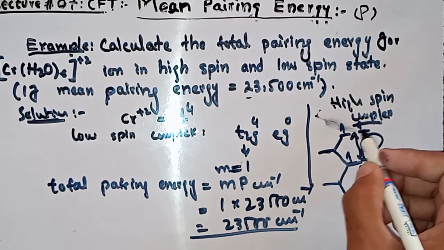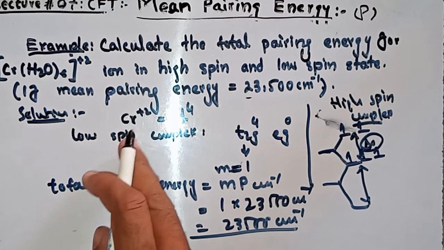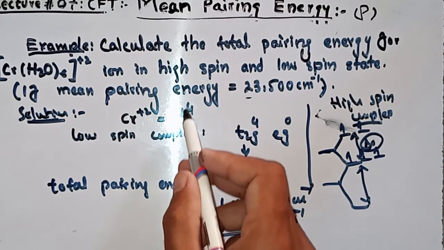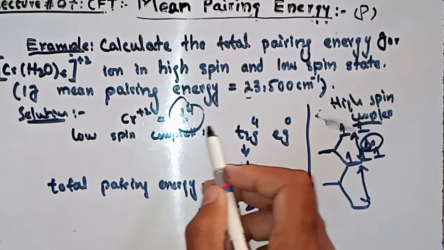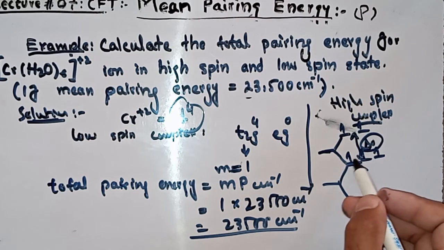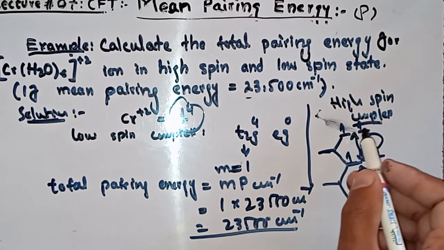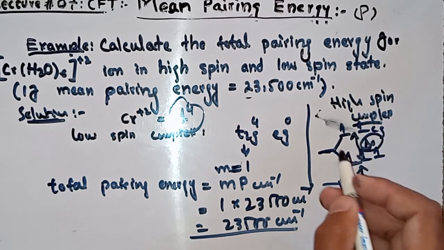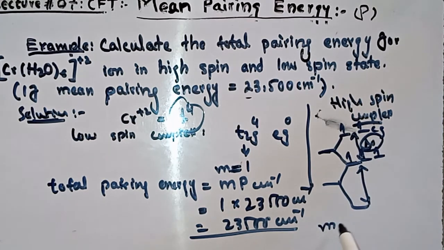So when this is applied to the given numerical, chromium +2 has a d4 system. In the d4 system, the first three electrons go into t2g and one electron goes into eg. So there is no electron pairing, no paired electron. So m will be 0.